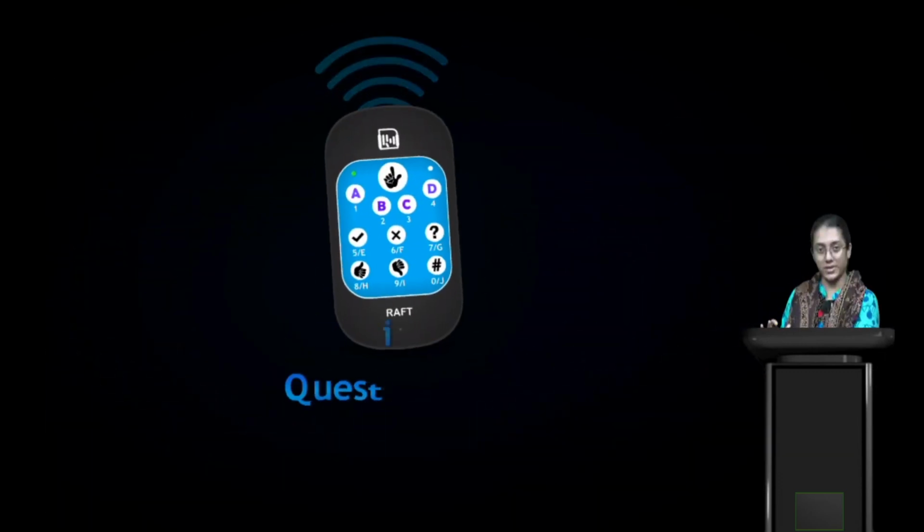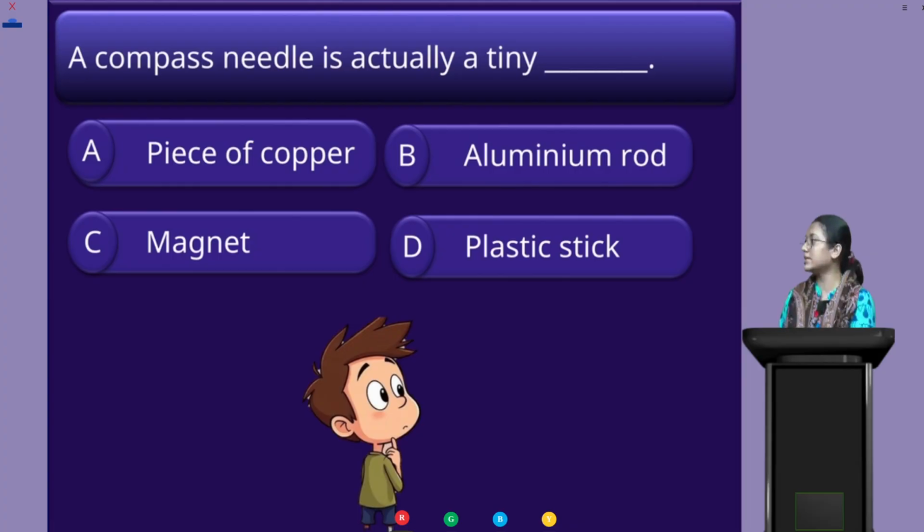Now comes our first question of the day. Let's see what the question is. A compass needle is actually a tiny dash. Four options are there. Option A, piece of copper. Option B, aluminium rod. Option C, magnet. Or option D, plastic stick. I am giving you the timer. Try to answer, everyone.